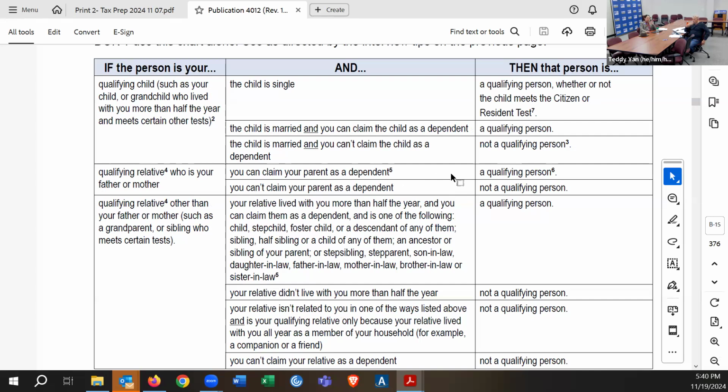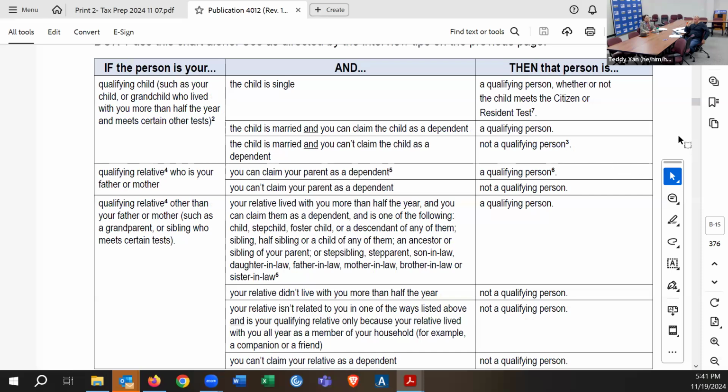and it comes down to, can Cat claim the dependency for Manny? If she can claim Manny as a dependent, then Manny is a qualifying person for head of household. If she can't claim Manny as a dependent, then Manny is not a qualifying person for head of household purposes. So this all boils down to her filing status, Cat's filing status, all boils down to who can claim whom as a dependent in this household.